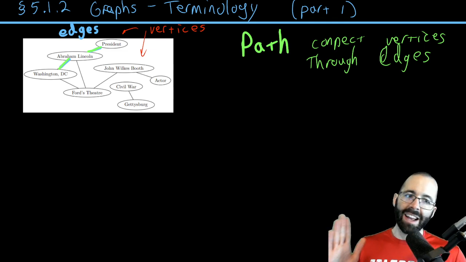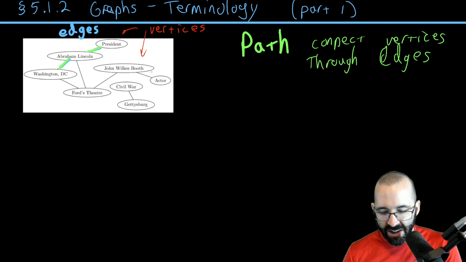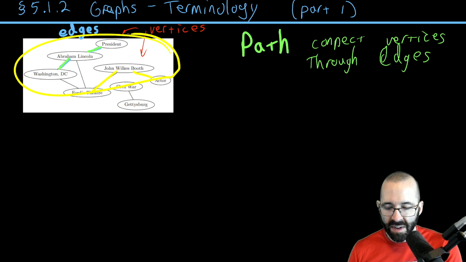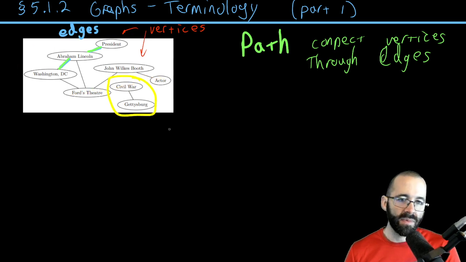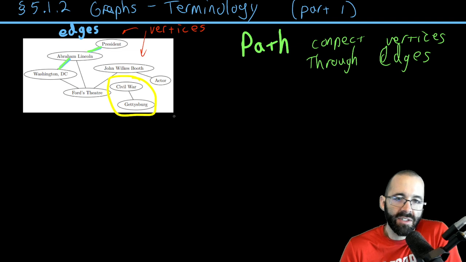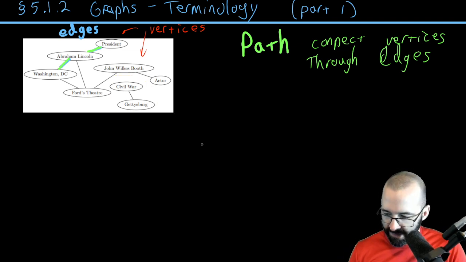All right, I'm really jumping ahead of myself with these definitions, but the point is path. So there are paths from actor to Ford's Theater. All these things have paths between them because they're connected, where of course these two things can only have paths to each other. There's no path between these two things and anything else in the graph.